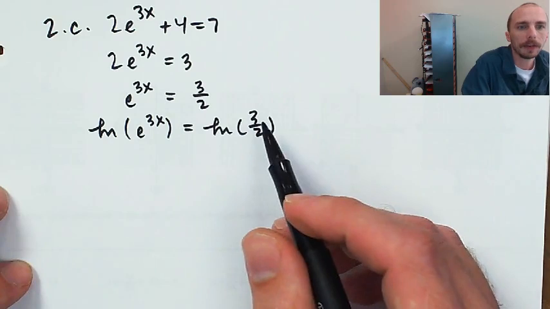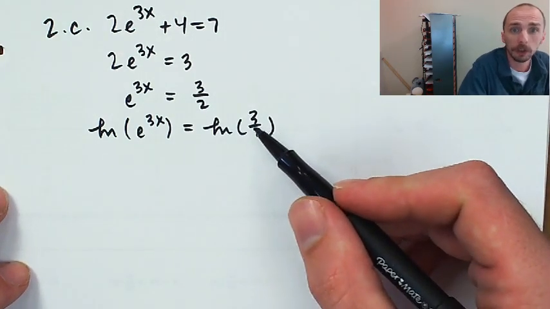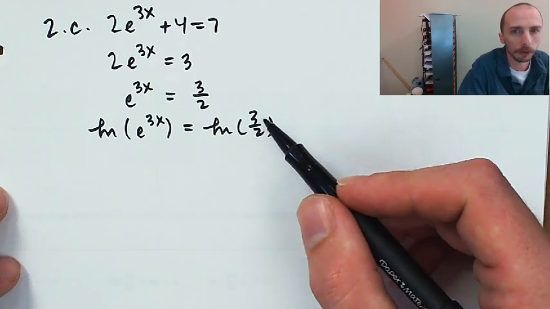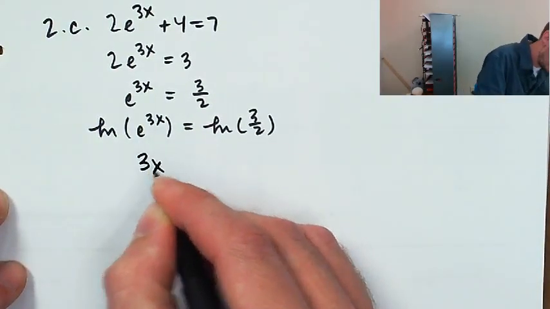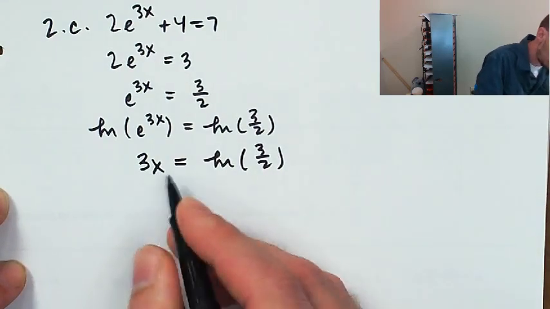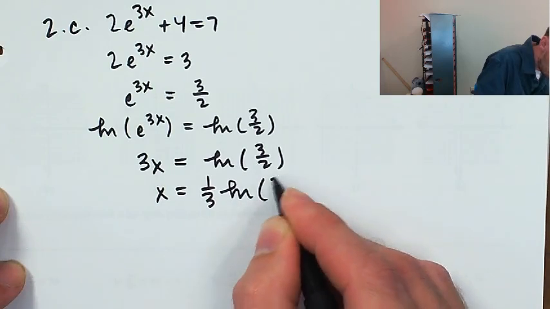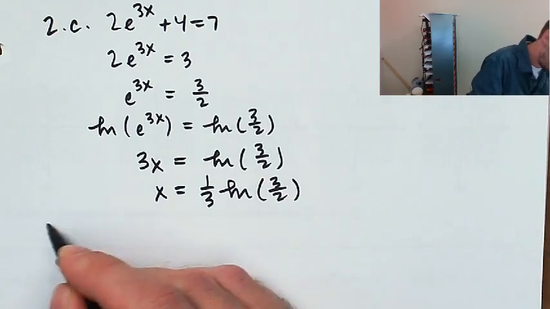Okay. And what else was I going to say here? Oh, while a person could definitely say this is natural log 3 minus natural log 2, that's not going to be any more exact or any more proper, so I'm not. Okay? This is going to be 3x equals natural log of 3/2, and I'm going to solve for x by dividing both sides by 3. 1/3 of the log of 3/2, or 1.5, whatever you want to call it. Okay, that was 2c.